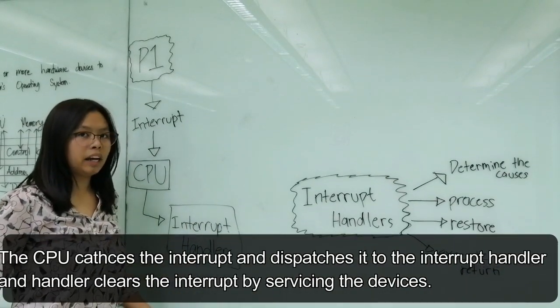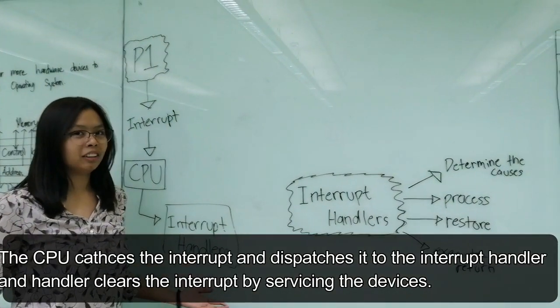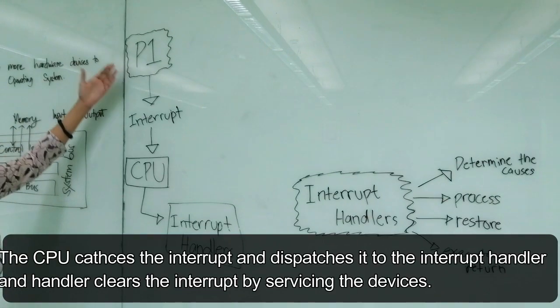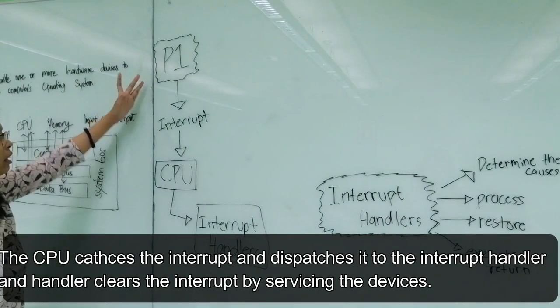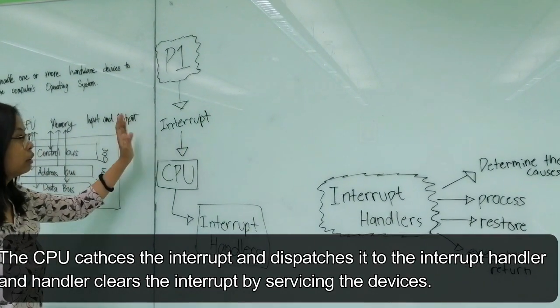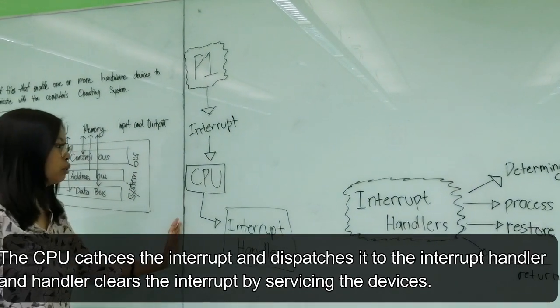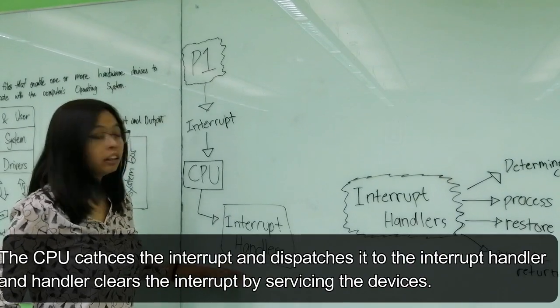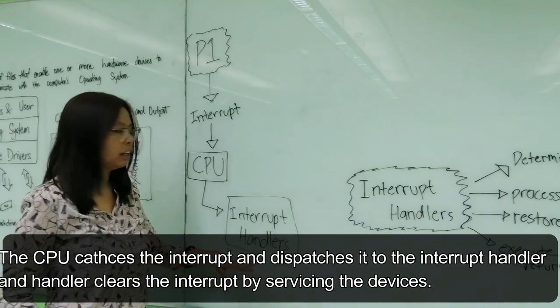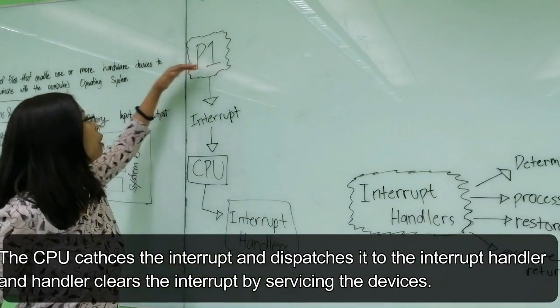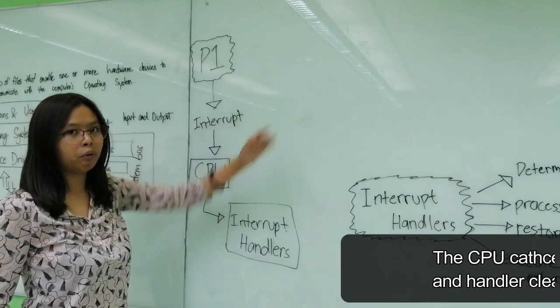So this is a simple diagram of an interrupt handler. The program is in a continuous flow, then suddenly an interrupt happens. This interrupt will be caught by the CPU, then dispatched to the interrupt handlers. The interrupt handlers will fix that interrupt, so the program will go back to its normal flow.